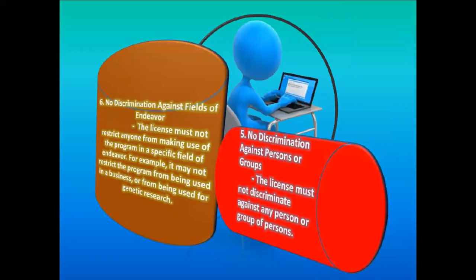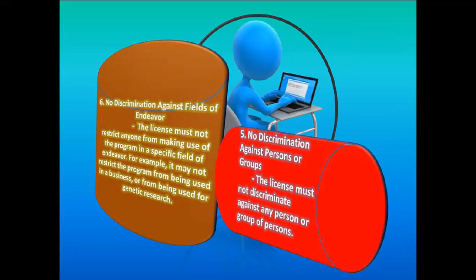Number five, no discrimination against person or groups. The license must not discriminate against any person or group of persons. Meaning, any person or any group must be allowed to access this software.